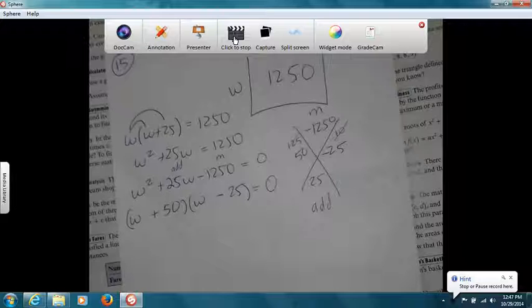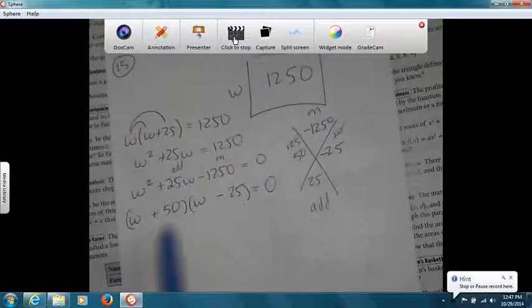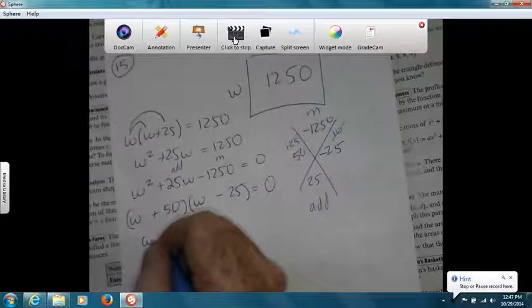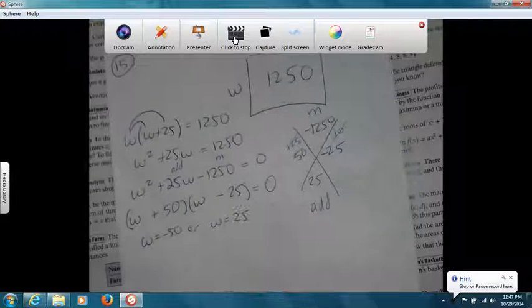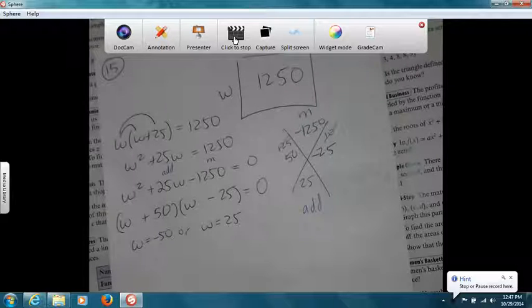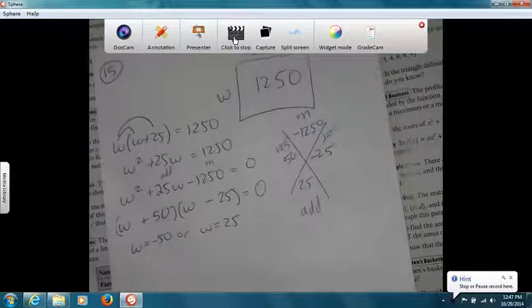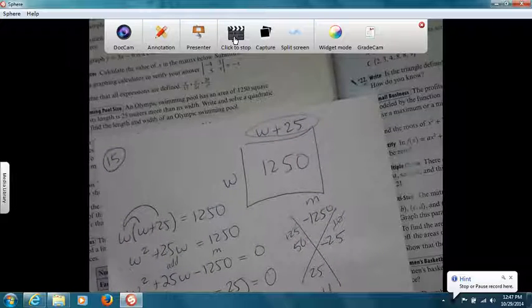Okay, so the zero product property says that W plus 50 equals 0, or W minus 25 equals 0. I'm not going to write it all out this time. I'm just going to say that I know W equals negative 50, or W equals 25. Which one could actually be a side length of an actual pool? Can I have a negative side length of a pool? No. Because I forgot what the question was, it says write and solve a quadratic equation to find the length and width.